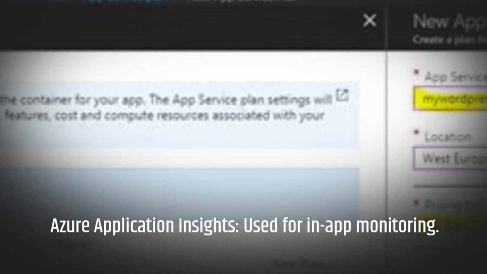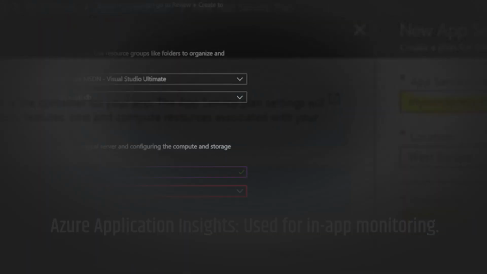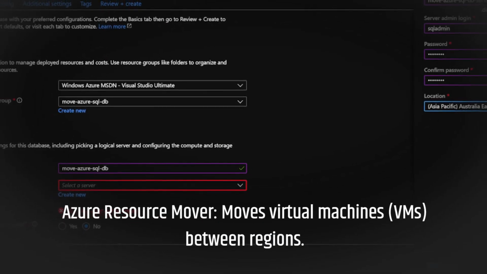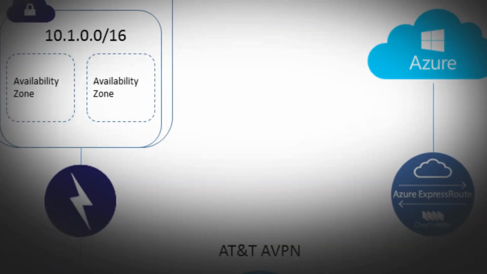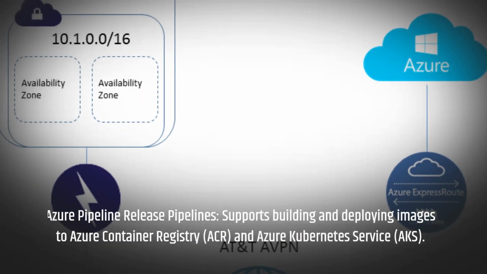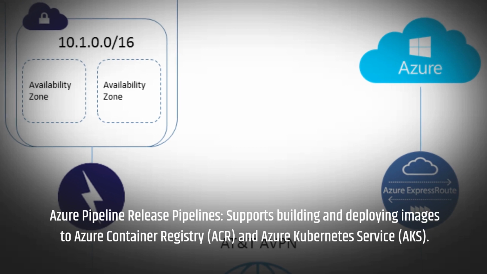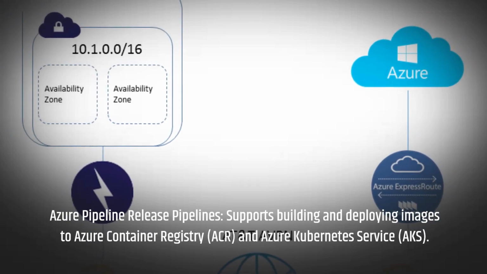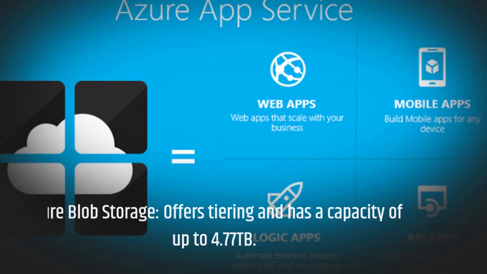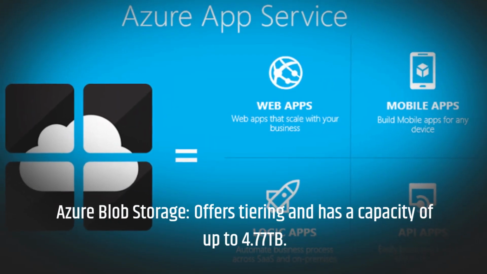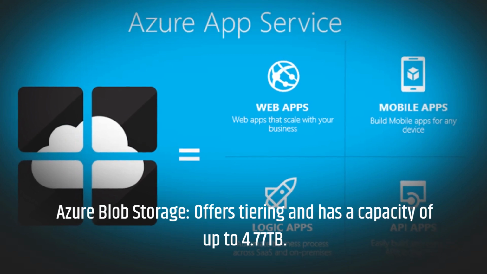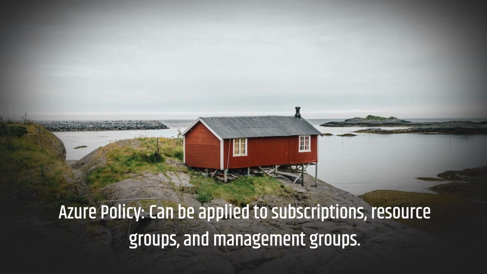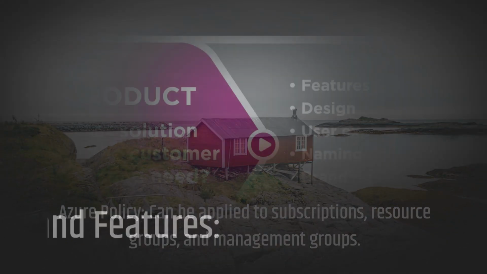Azure Application Insights, used for in-app monitoring. Azure Resource Mover moves virtual machines, VMs, between regions. Azure Pipeline Release Pipelines supports building and deploying images to Azure Container Registry, ACR, and Azure Kubernetes Service, AKS. Azure Blob Storage offers tiering and has a capacity of up to 4.77 terabytes. Azure Policy can be applied to subscriptions, resource groups, and management groups.